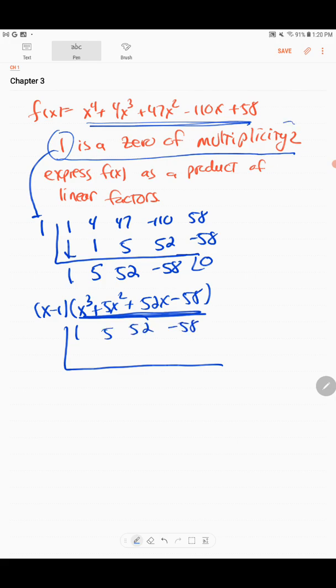And because they said it's multiplicity 2, that means 1 is a 0 again. So we'll do it again. So bring down the 1, multiply, add, multiply, add, multiply. And notice, sure enough, it worked a second time.